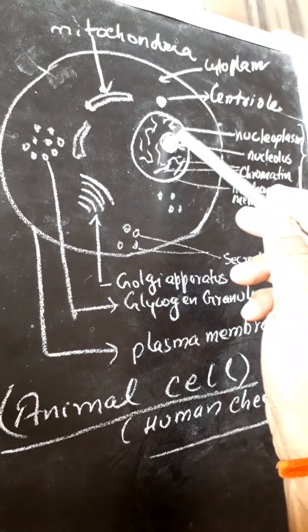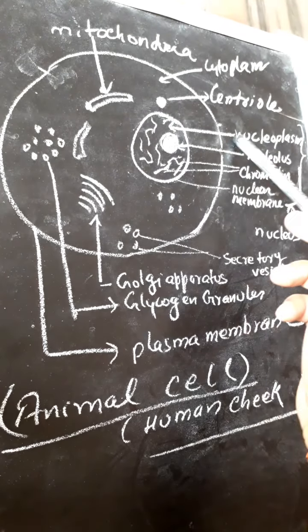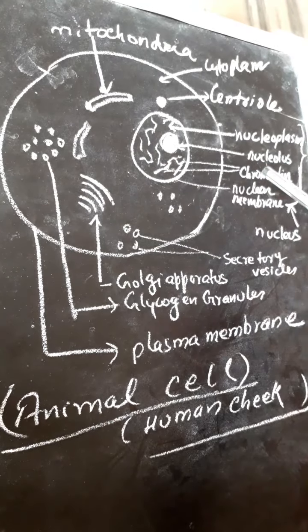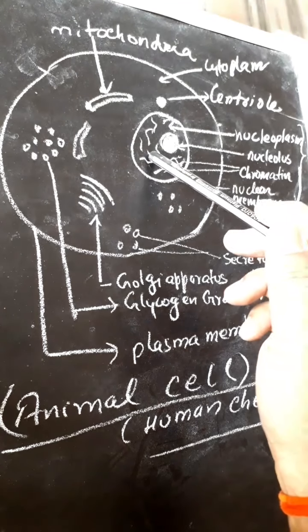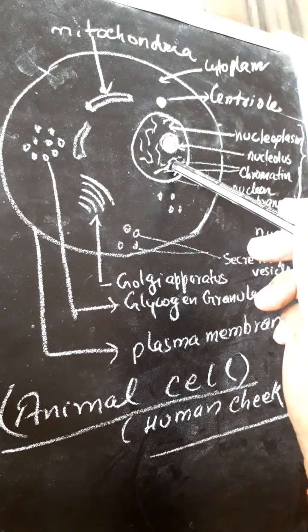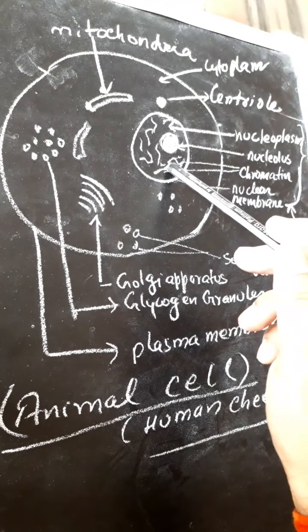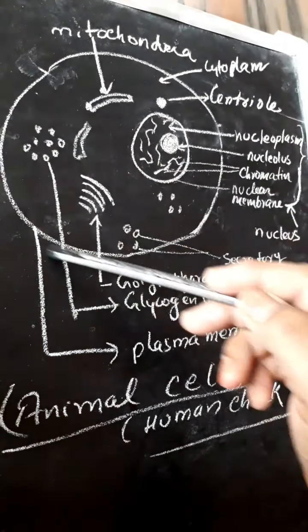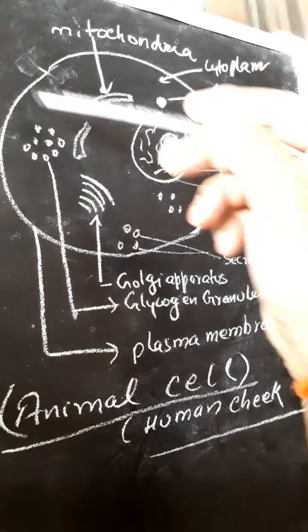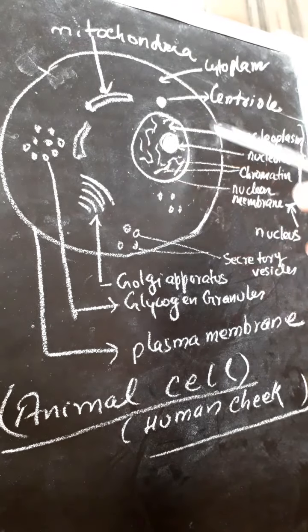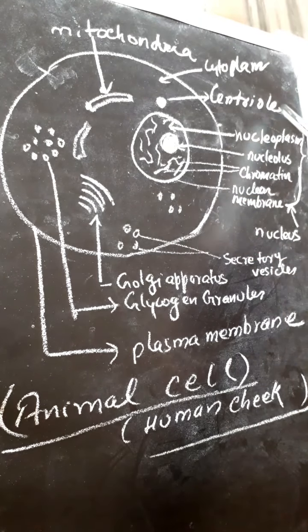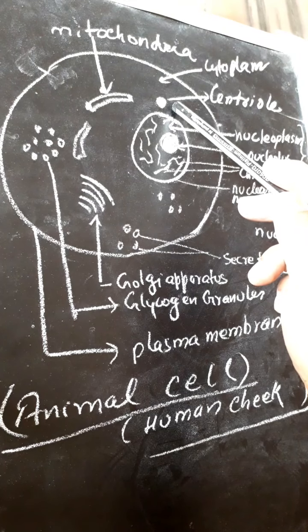The liquid between the nucleolus and nuclear membrane is nucleoplasm, and these thread-like structures that we are seeing are called chromatin material. They take the shape of chromosomes when the cell starts dividing, meaning when cell division starts. All these together are called the nucleus. Now the space between this plasma membrane or cell membrane and this nucleus is called cytoplasm. This structure is called the centriole, which is visible only in animal cells, not in plant cells.